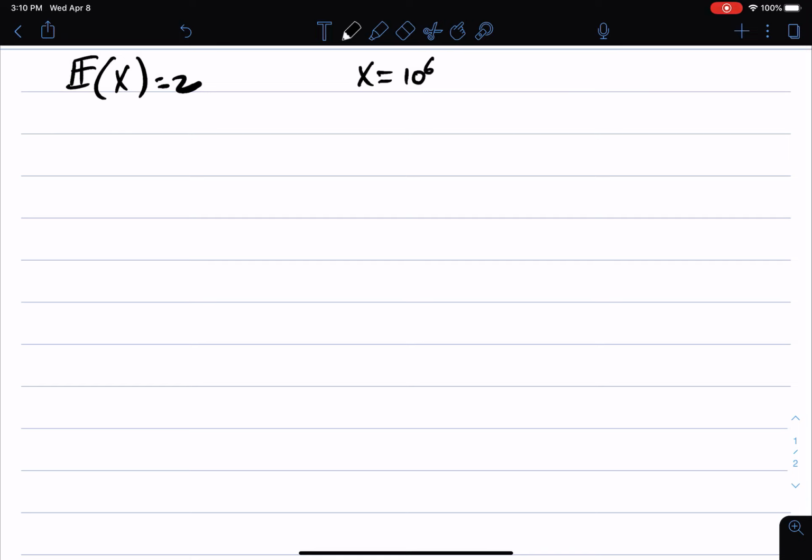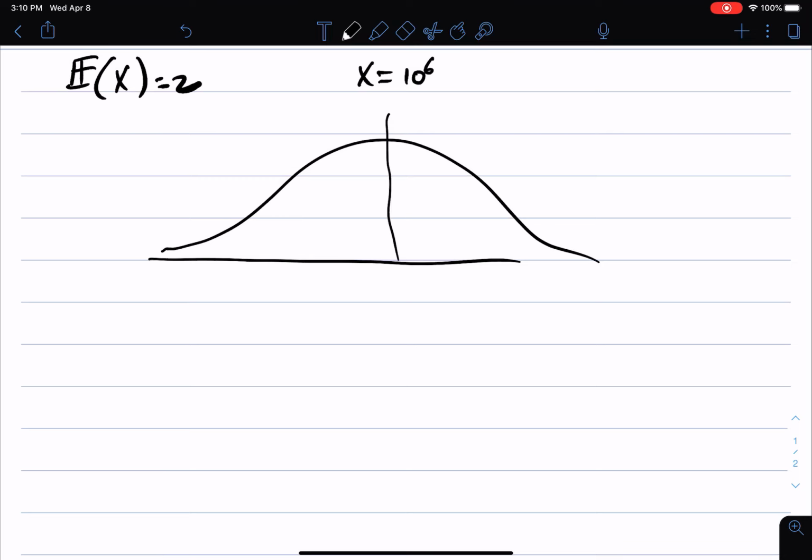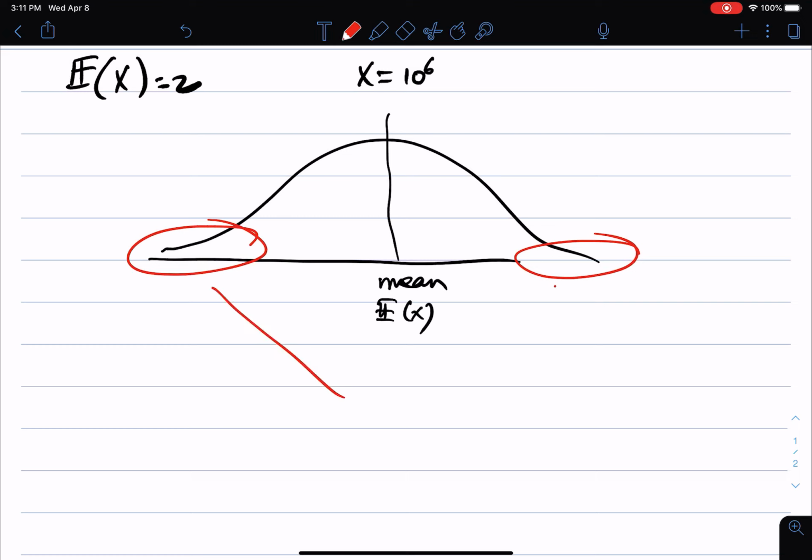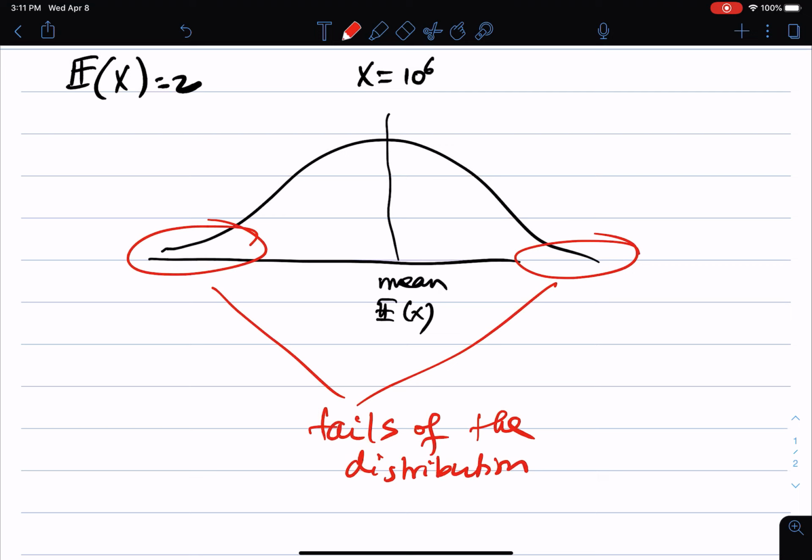So here, if I report the average, the question is, how far can the values be distributed away from the mean? If we look at a distribution, for example, like this, the probability distribution of a random variable, the mean is usually somewhere here. This would be the value of the mean, the expectation. But there are values that could be out here, and this is what we call the tails of the distribution. This is a word that's used often when we are talking about distributions.